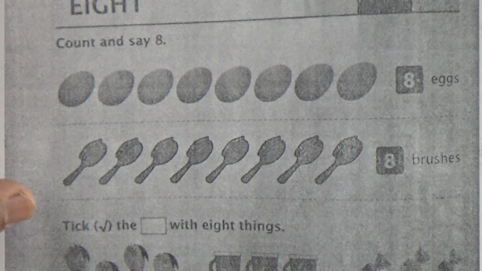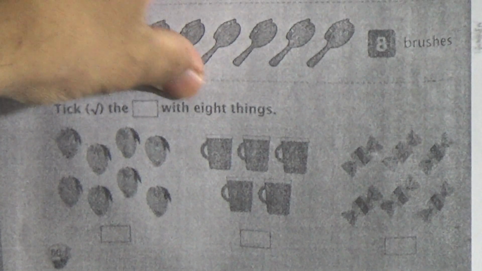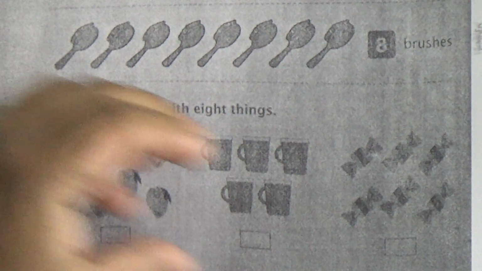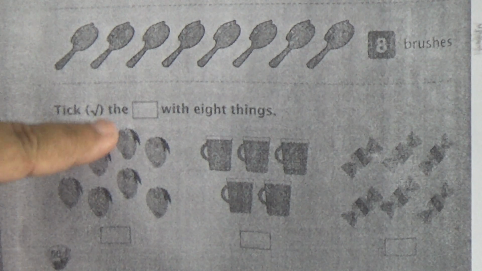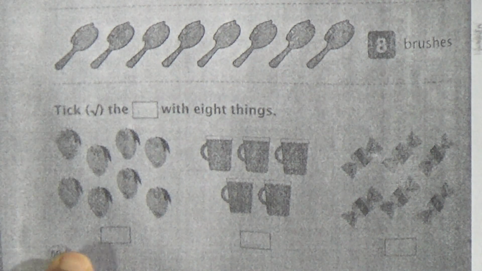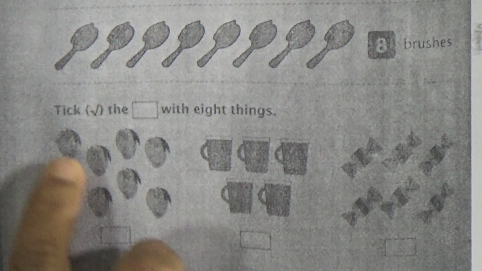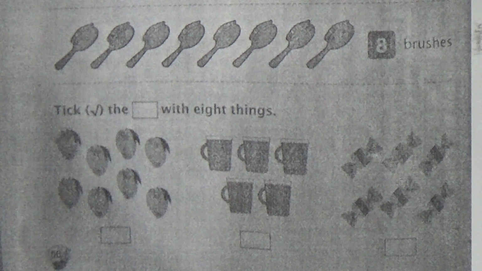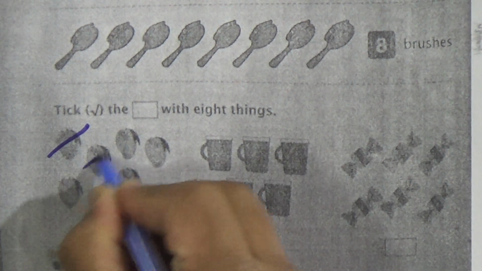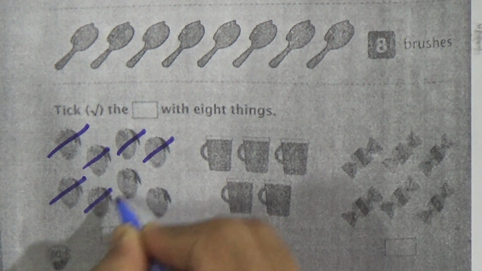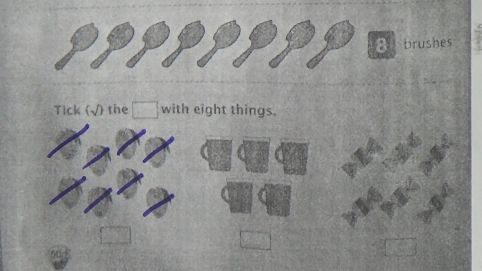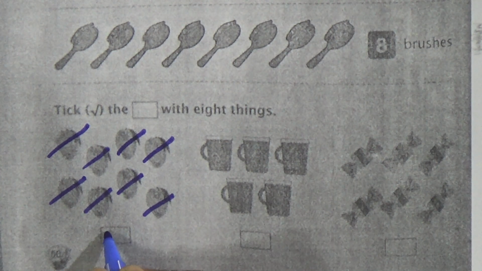Now, my dear students, the question is, tick the blank with 8 things. That means we need to calculate which thing has 8 and tick that blank. Now count it. It's a picture of mangoes. Count these mangoes. It's 1, 2, 3, 4, 5, 6, 7, 8. That means these mangoes are 8 in number. So we find the number 8, and we should tick mark in this blank.